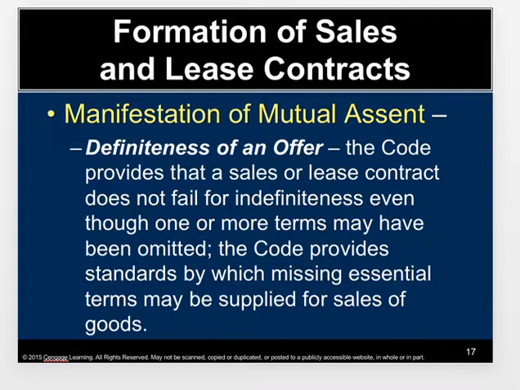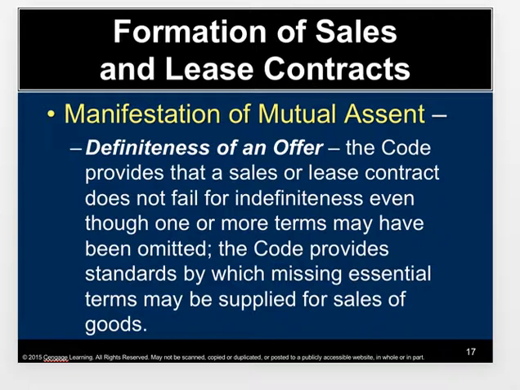So the code provides that a sales or lease contract does not fail for indefiniteness. Even if it's not as definite as it should be, even though one or more terms may have been omitted, the code provides standards by which missing essential terms may be supplied for sales of goods. And that's a little bit about what I was talking about in the prior slide, that if we're missing some of the essential terms, the code does provide mechanisms by which some of those terms can be inferred into the contract. So, for example, if you're missing a time for performance, the court will infer a reasonable time.